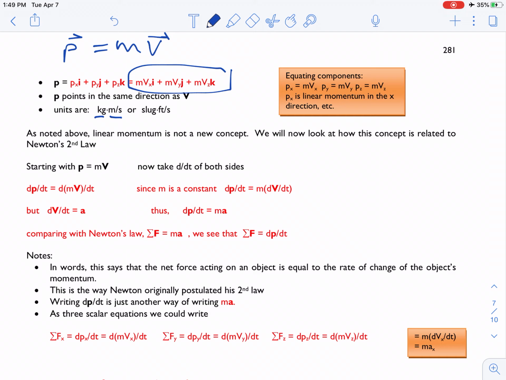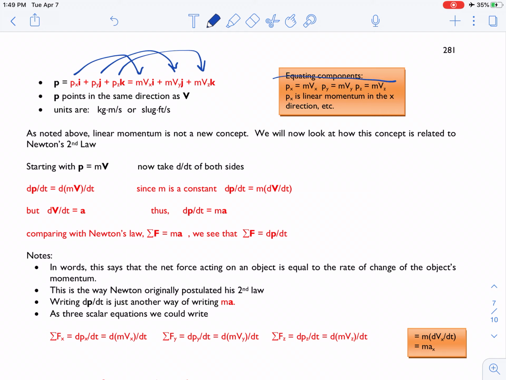And instead of writing this equation like this, fully, we are going to look into it separately. So px is mvx, py is mvy, and pz is mvz. You can see it on this side. Okay, so there are really three equations that you can write if there are three dimensions for the problem.